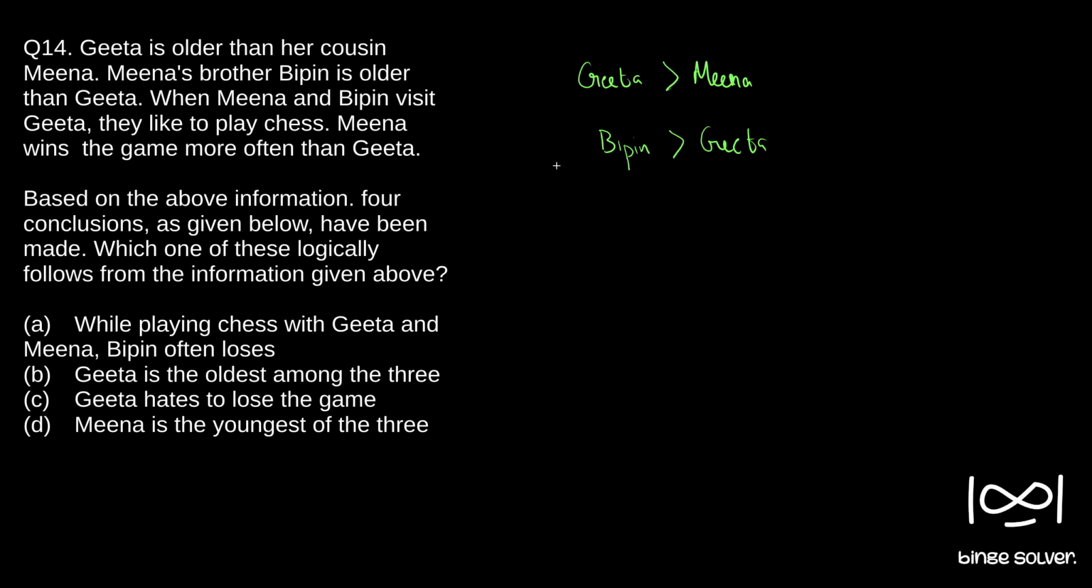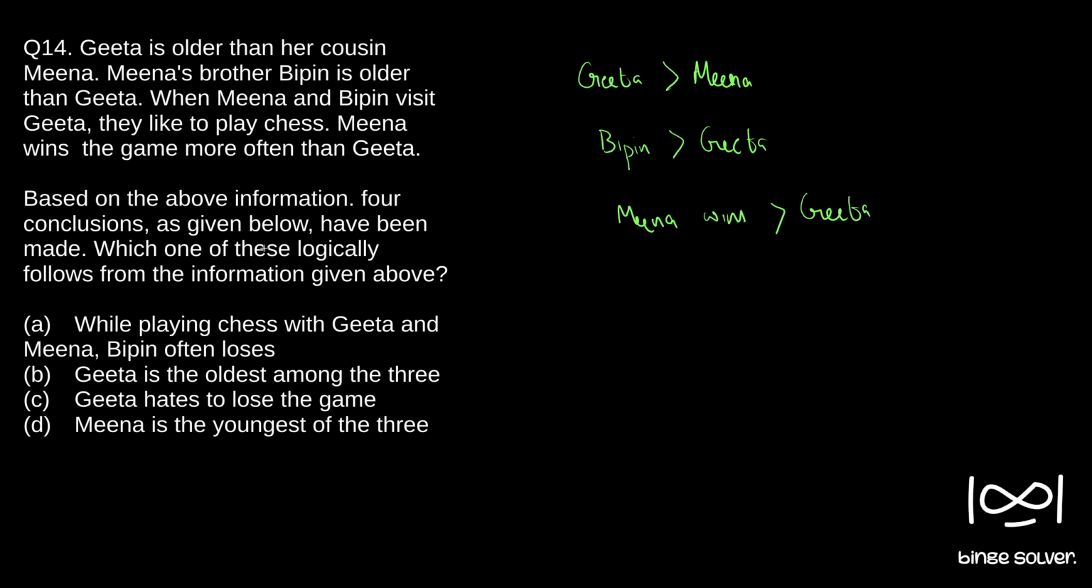When Meena and Bibin visit Geeta, they like to play chess. Meena wins the game more often than Geeta. It's just said Meena wins more, greater than Geeta.